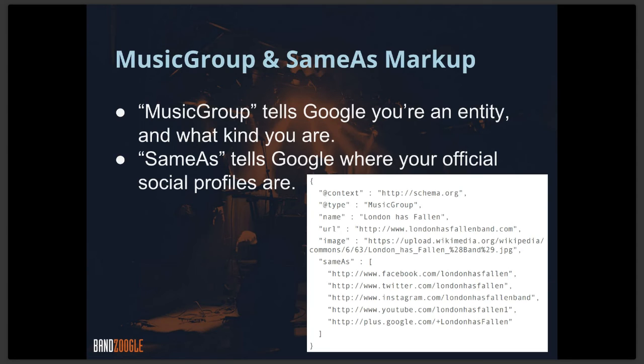So this is something you add to your website in the code, and it basically tells Google that this is a music group, as you can see in that screenshot. This is the name of the music group. This is the URL of the website. This is an image of the band. And then the sameAs bit is telling Google here are all of our other social profiles. So this ties into all those other things we talked about, which is really communicating to Google that, hey, this is a thing. It's an entity. This is what we are, and here's some information about us.